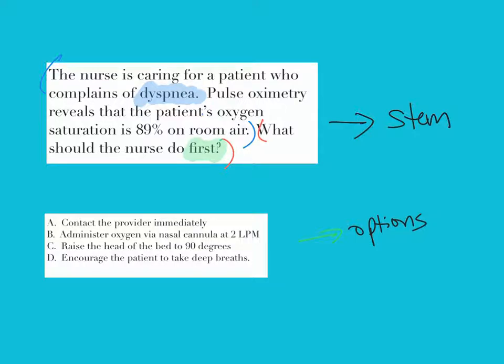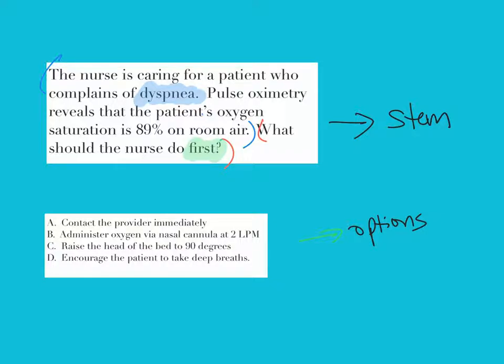Remember, in nursing exams, sometimes more than one option is actually correct. But one is the best, or one is the first, or one is the most likely, or one is the most appropriate. Another option could be appropriate, but not as appropriate. So you're looking for the best answer, which means you have to read them all.